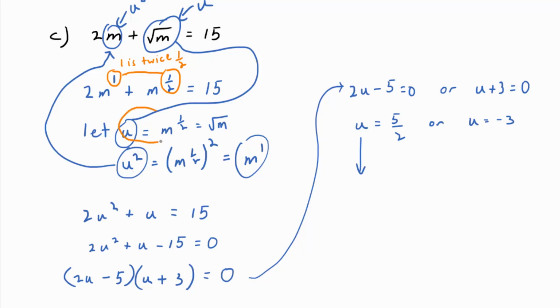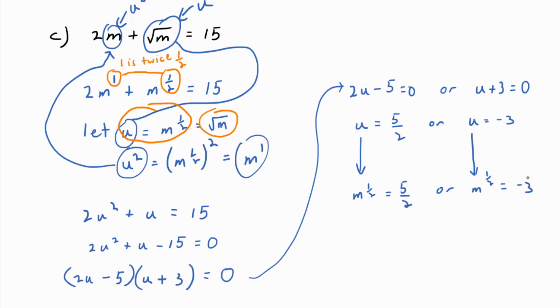You could think of it either way. u equals m to the 1/2 or square root of m. I don't care which one you back substitute in there. You're going to have to do the same thing to both sides either way. So if you think of u as m to the 1/2, you get m to the 1/2 equals 5 halves for the first equation, or m to the 1/2 equals negative 3.